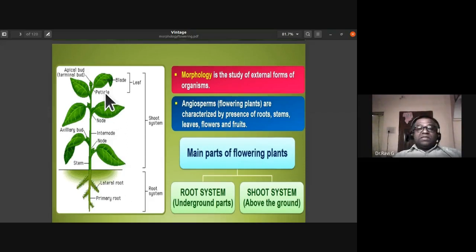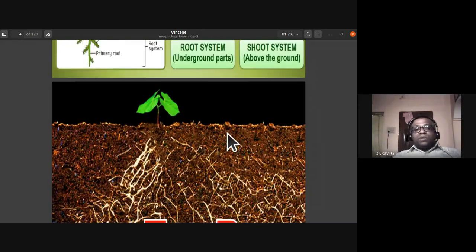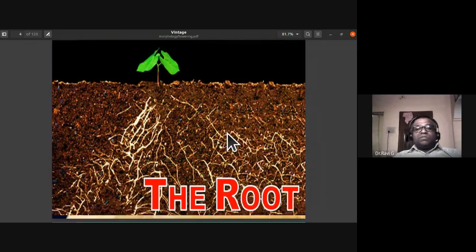Whereas the shoot system is positively phototropic. They grow towards the source of light, and negatively geotropic. They grow against the gravitational force. So these are features you should always remember about the shoot system and root system. So we'll go into the study of the root system.